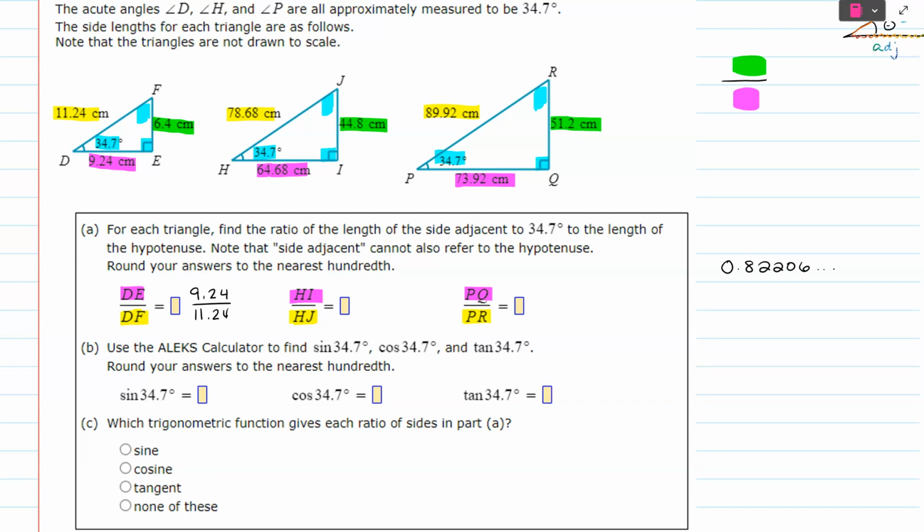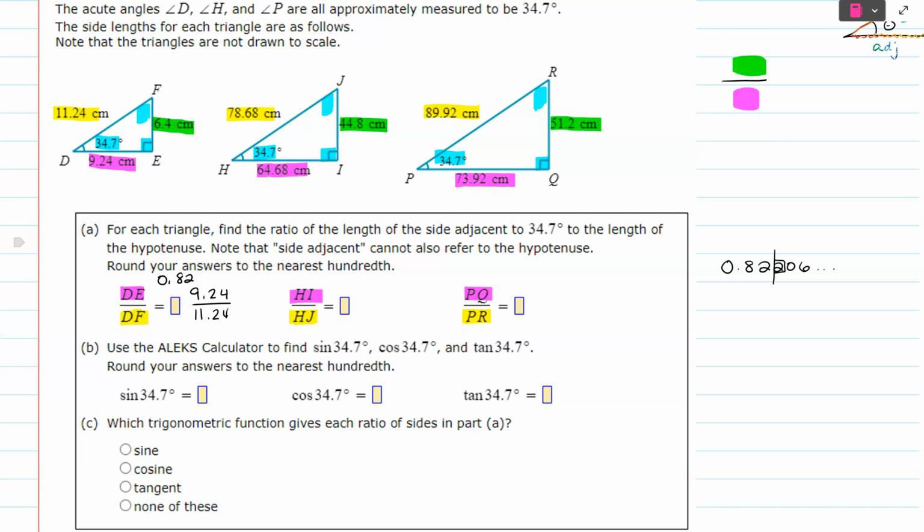So now we want to round to the nearest hundredth. Hundredths, that's the second number. We look to the right, and it's either going to be 0.82 or 0.83. And we look one more digit to decide if we keep or bump. The digit after the hundredth place is another 2, and so that tells me to keep it. So this ratio is 0.82.